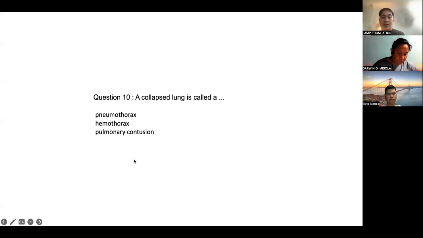The collapsed lung is called pneumothorax. Wait, how do you pronounce it? Pneumothorax. Okay. A pneumothorax could be caused by drowning?